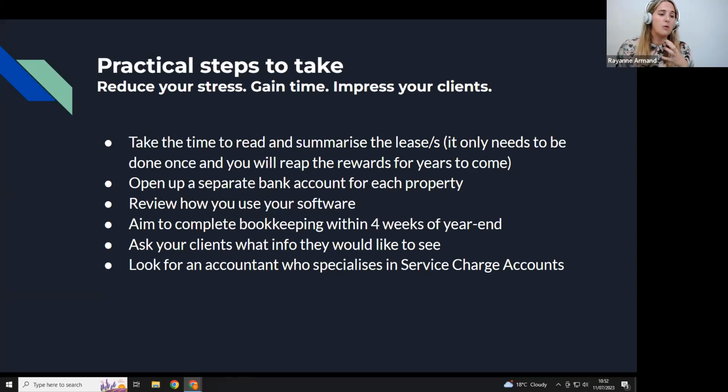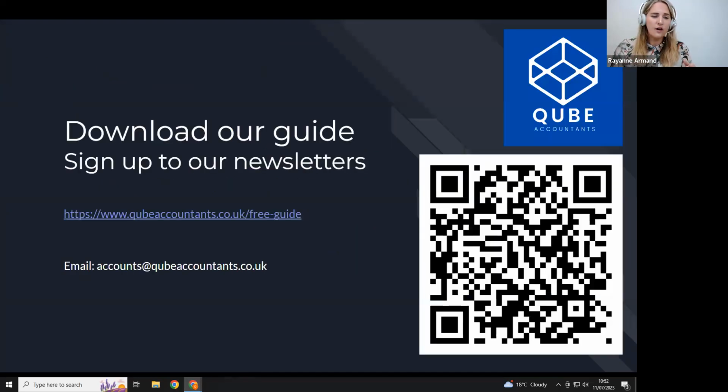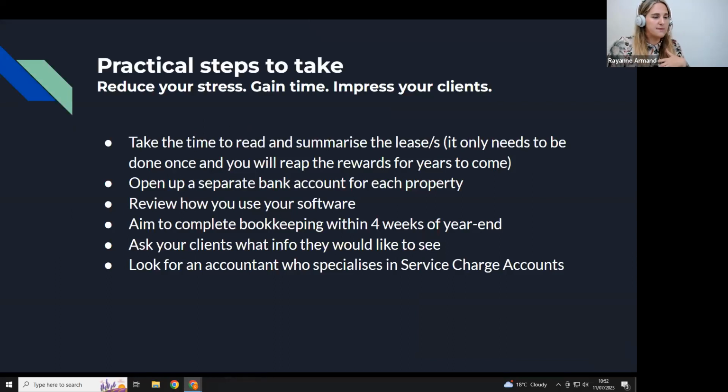I've seen it time and time again when we get handed accounts from an outgoing accountant who's a generalist. There are things they just haven't thought to look out for. Okay, so those are the practical steps.